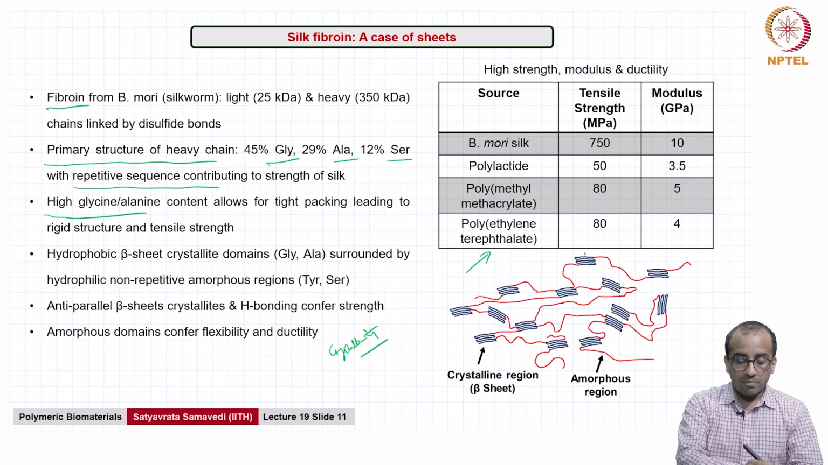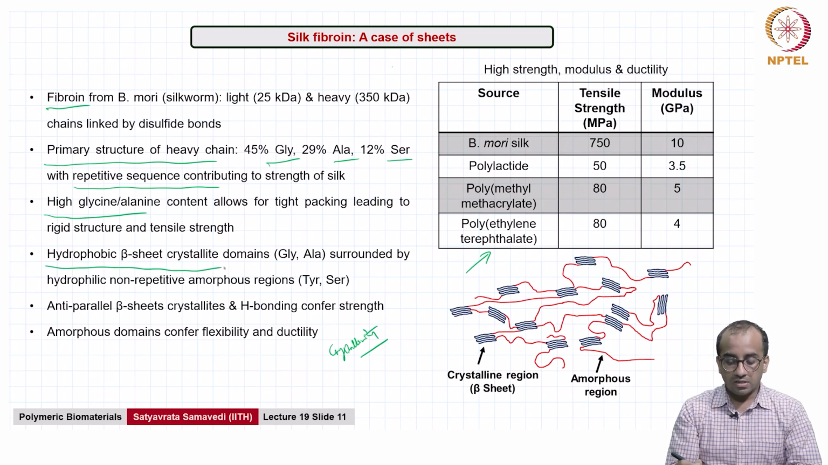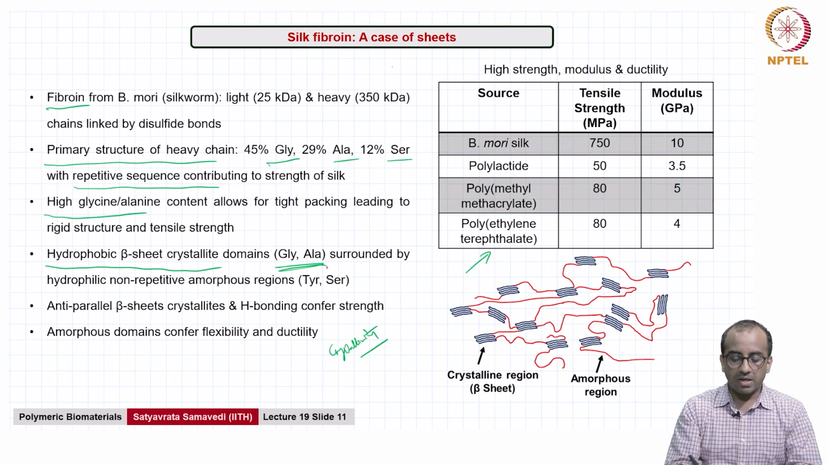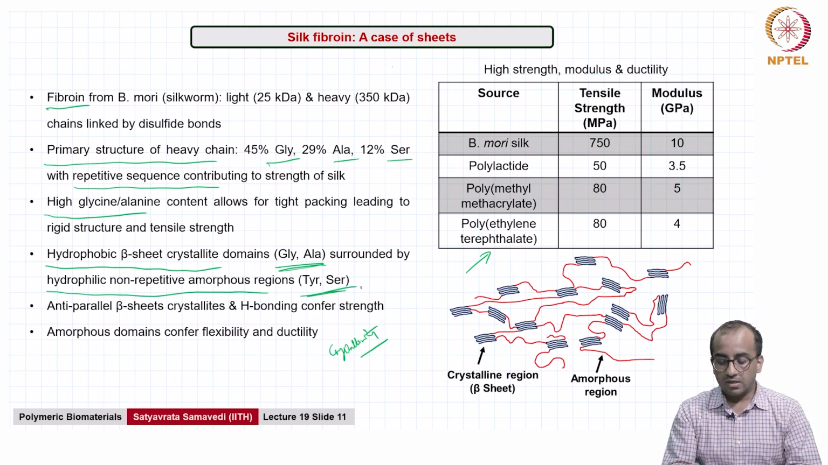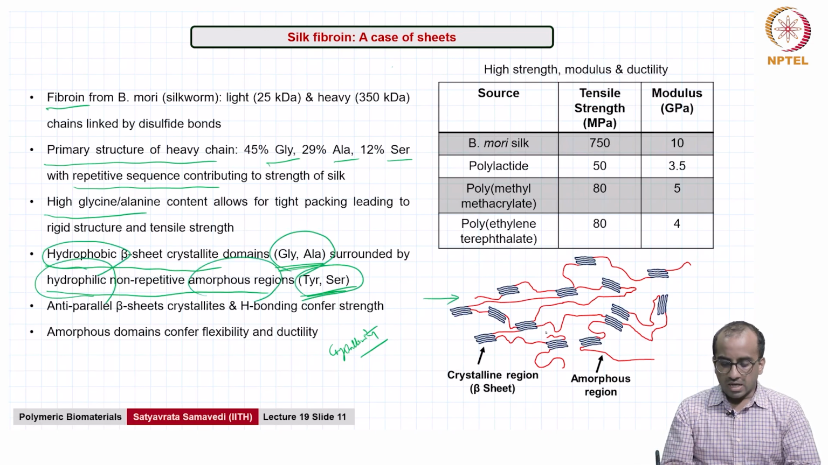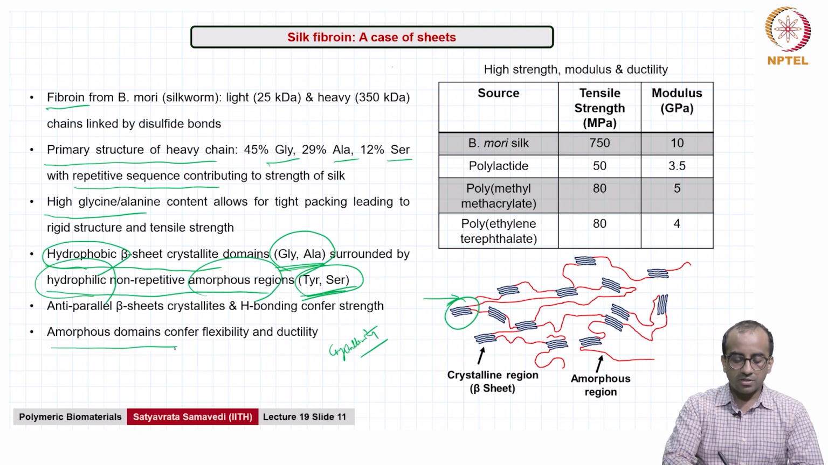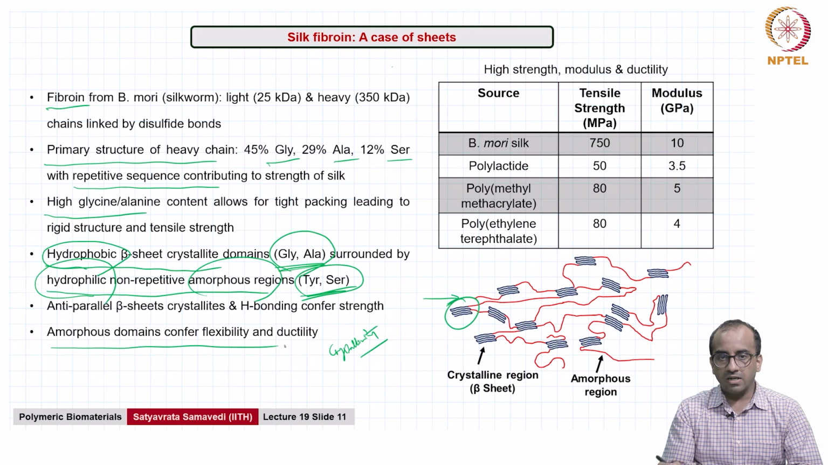So, the hydrophobic beta sheet crystallite domains, which largely comprise the glycine and alanine, are surrounded by the hydrophilic non-repetitive amorphous regions, namely tyrosine and serine, and shown here is a cartoon of what that microstructure looks like. And these are anti-parallel beta sheets, which would be considered the crystallites, which are largely held together, as we have seen earlier, through hydrogen bonding, and the amorphous regions confer flexibility and ductility.